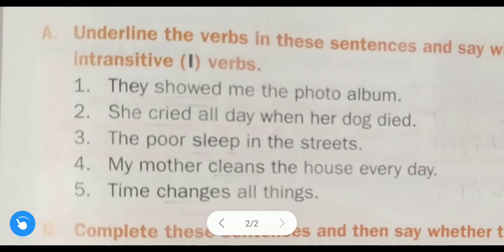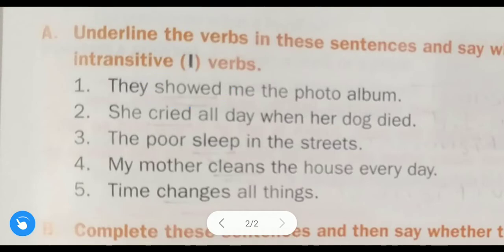Understood? See, in the previous example, how you got the answer immediately. They showed me the photo album. So if you make the question, what did they show me, the answer is the photo album. That is the object which receives the action of the verb. That is why this verb is a transitive verb.